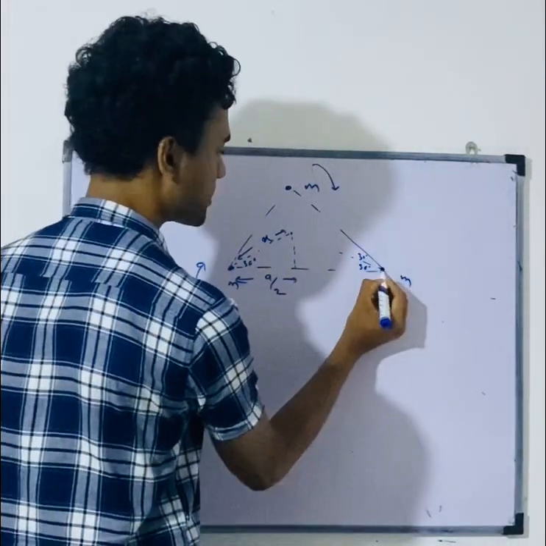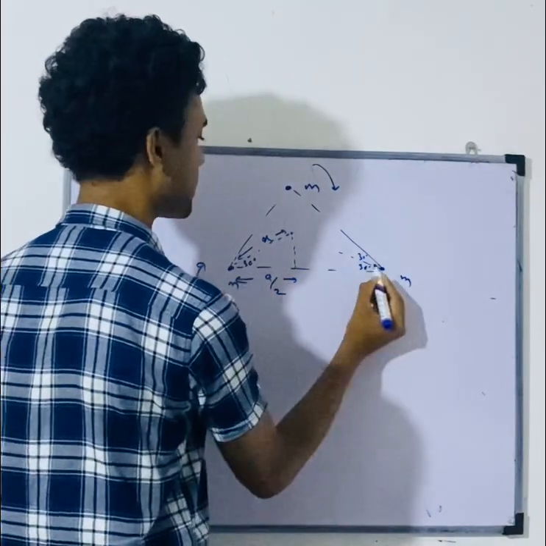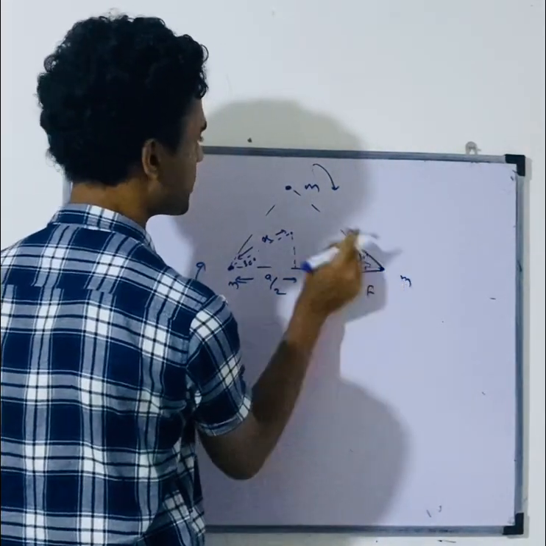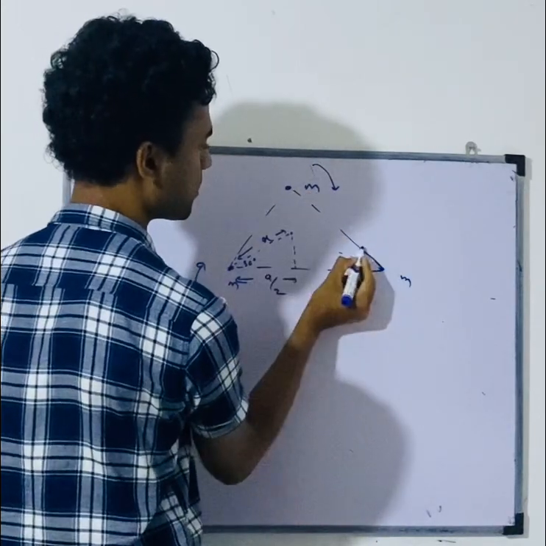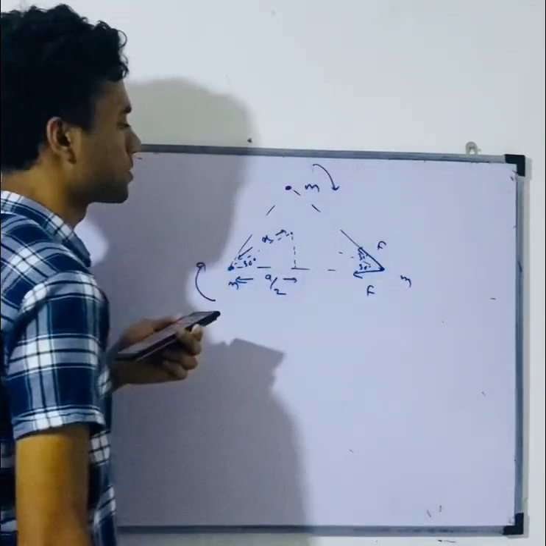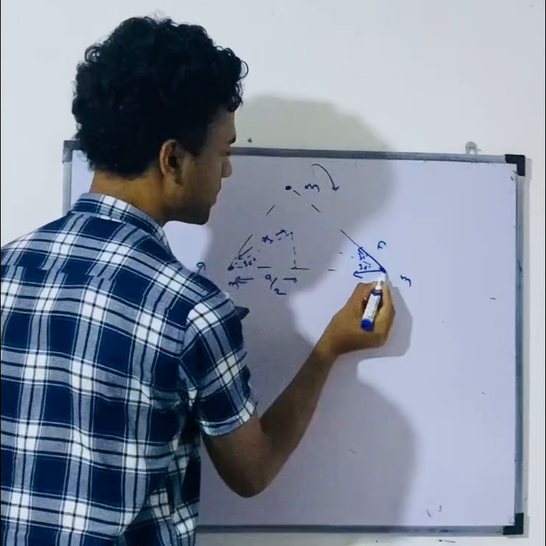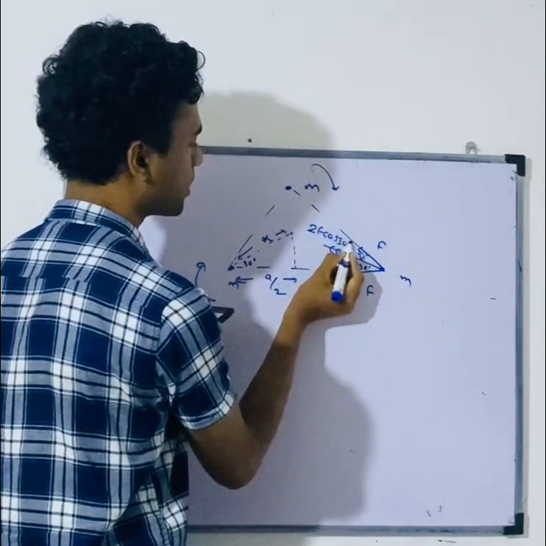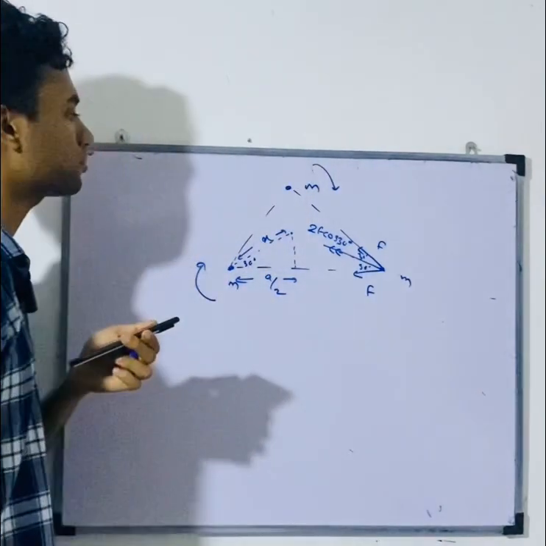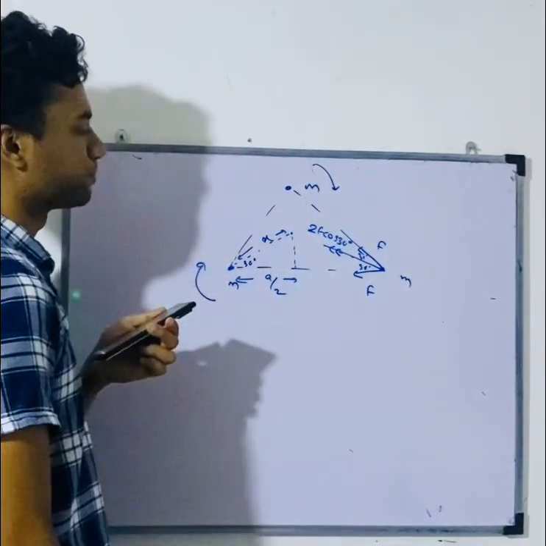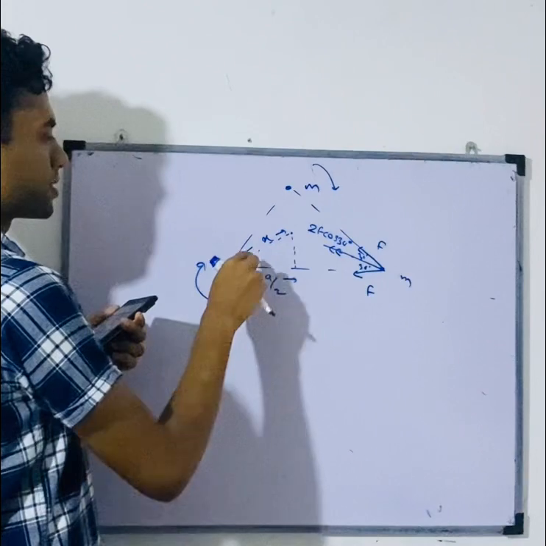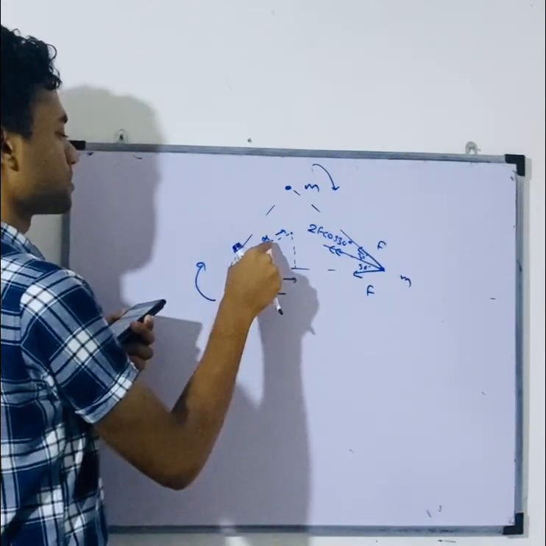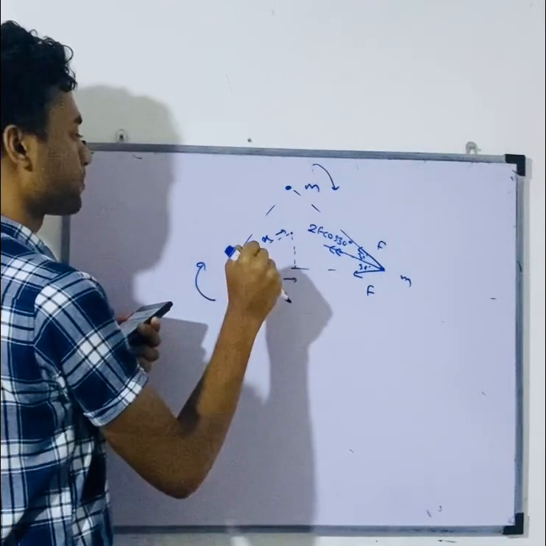So if we look at this mass m, it is attracted by this mass m here with a force F. This mass m is attracted by this mass m with a force F. So these are gravitational forces of attraction. Then the resultant force is going to be 2F cos 30 towards the centroid. I can't mark everything here, so I just marked the distance from this mass m to the centroid. It's going to be x.